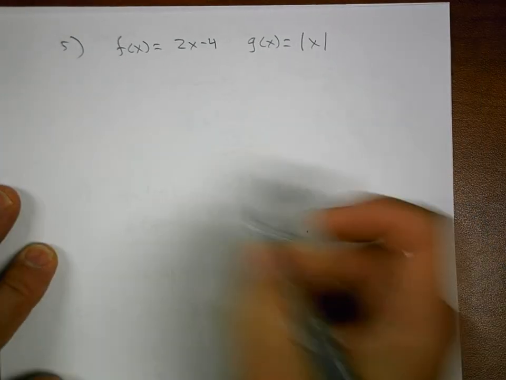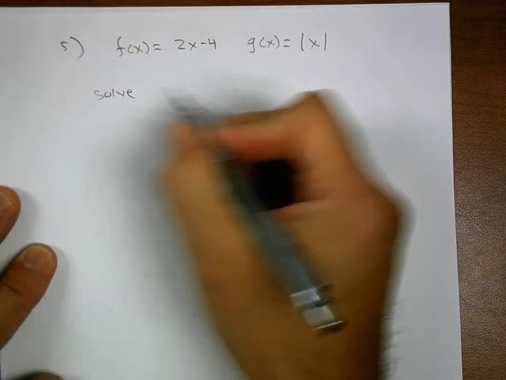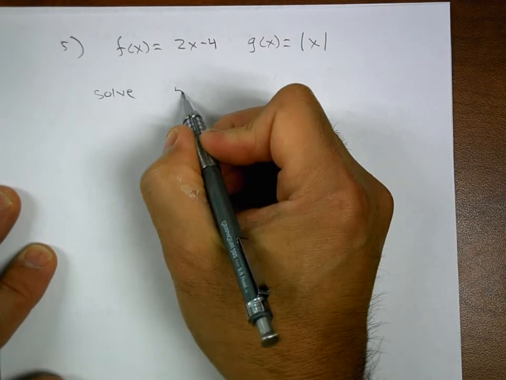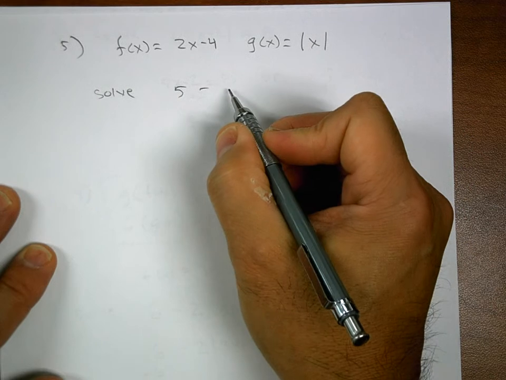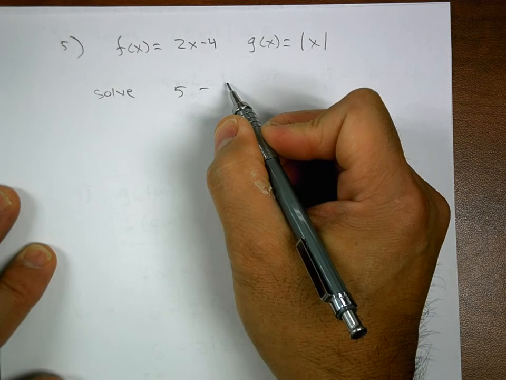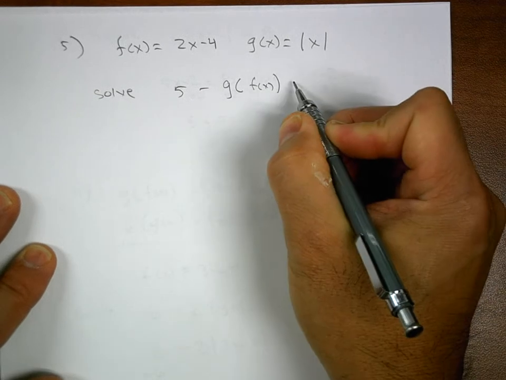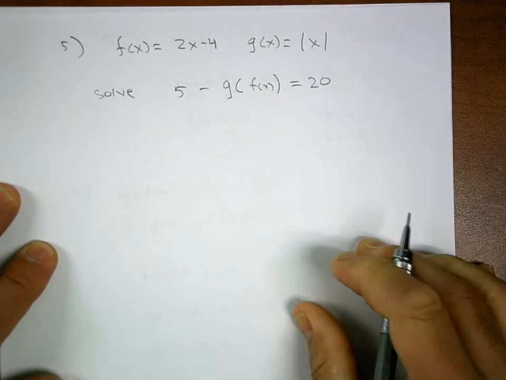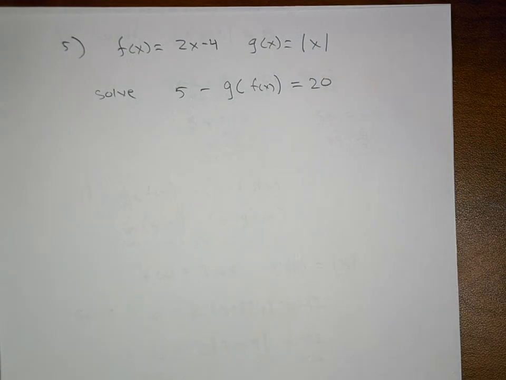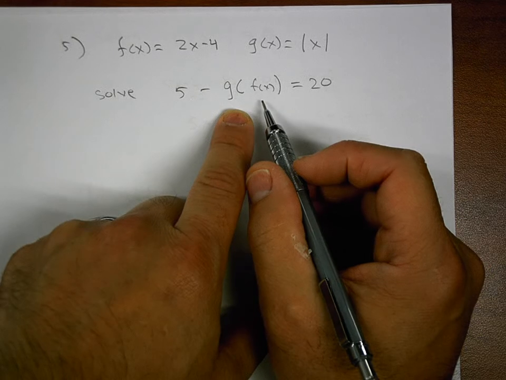Okay, we're going to solve. 5 minus, and I'll write it this way, g of f of x equals 20. So 5 minus g of f of x equals 20. Well, let's go ahead and figure out what g of f of x is, and we'll put it right there.